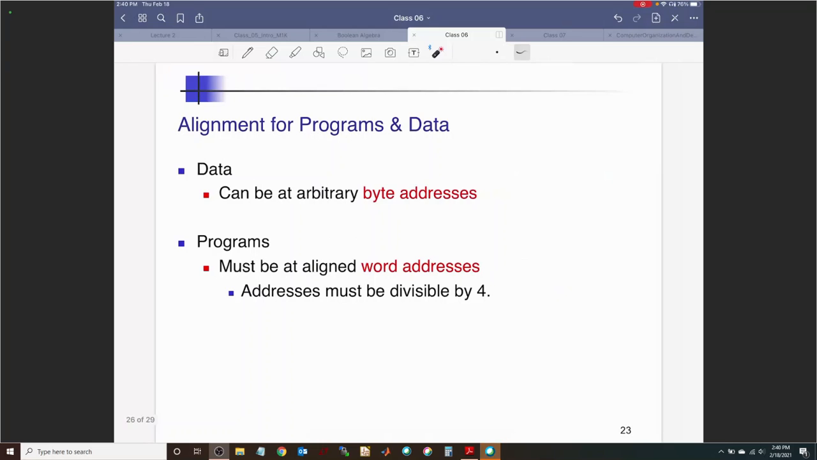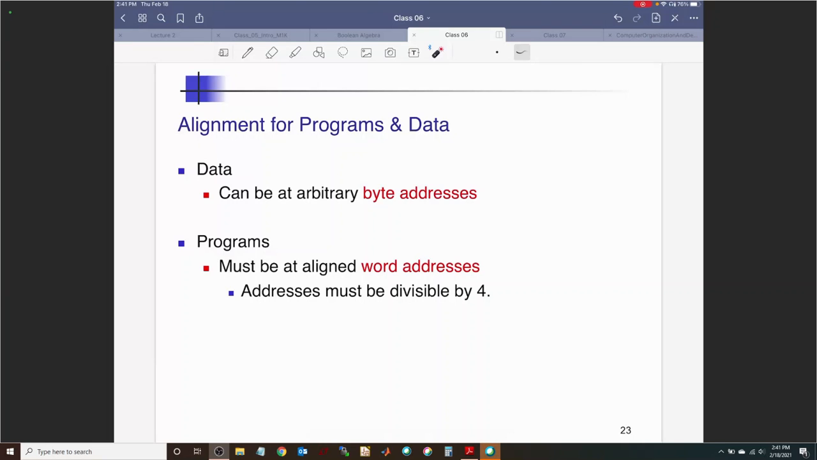Now, in terms of alignment, there are two things that could happen. You can look at alignment as far as programs are concerned, which are a set of instructions, or you could look at alignment just in terms of data. When we are looking at data, it can be very arbitrary. It doesn't have to be word aligned. These can be arbitrary byte addresses, and we can do a byte addressing scheme to access particular data. For example, if you wanted to get a particular byte out of a word, you could do that for data, but not for programs, because we know that instructions are 32 bits each in MIPS.